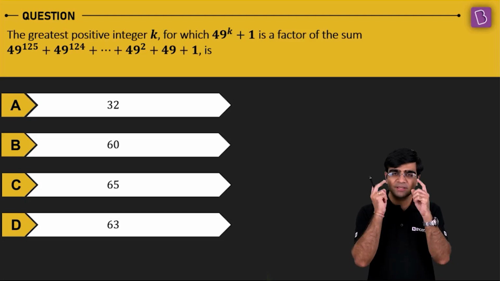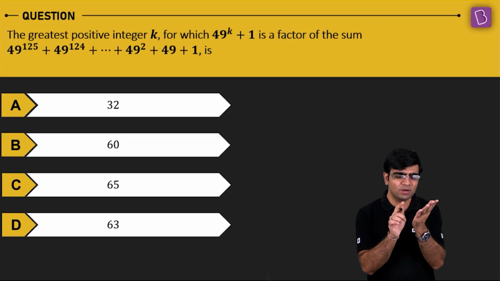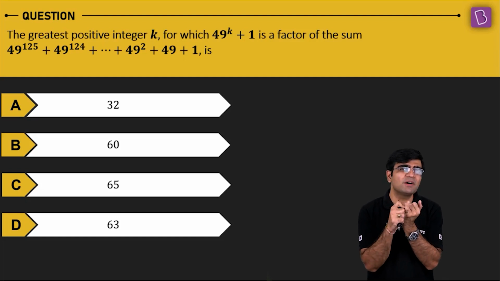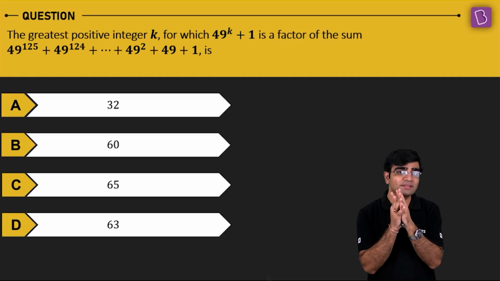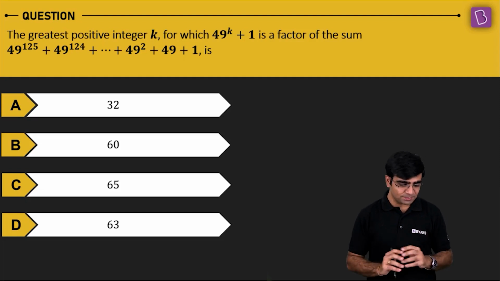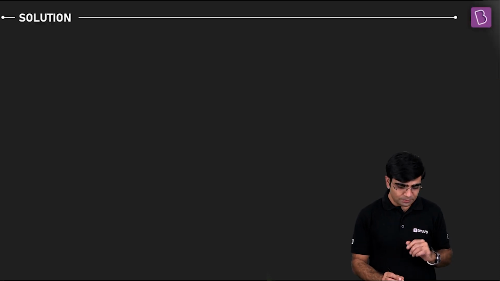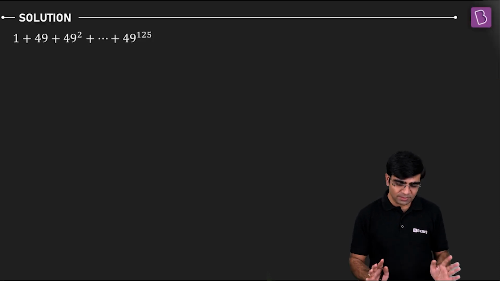Okay, guys, keep the concepts of binomials in mind where we have talked about the concept of divisibility or a factor related to that. Right? Guys, please start doing it. So first of all, my aim is to consider that sum which is given to me.